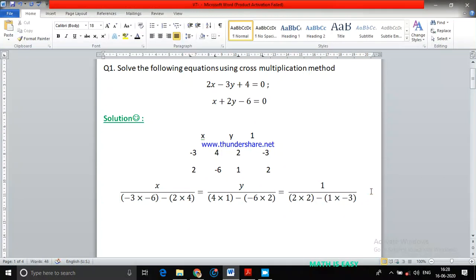So in this multiplication you have to be careful. Most of the students make mistakes here only. First these two numbers will be multiplied, minus 3 into minus 6, minus 2 into 4. This minus sign between the two terms comes from the formula, everywhere.